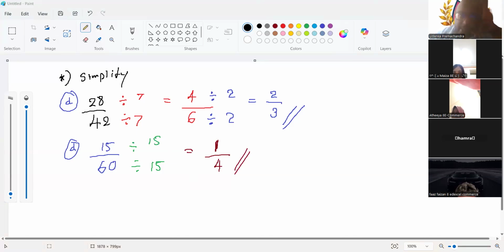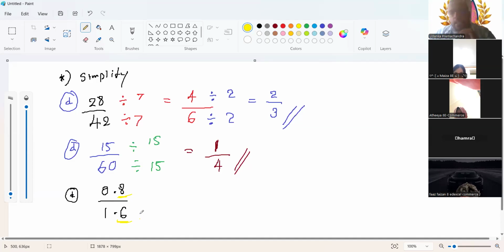So next thing, sometimes decimal values are given. What happens here? If decimal values are given, what can you write? First of all, here we have one decimal place, and here also one decimal place. Is that clear? After the decimal point, how many numbers are there? One. So if they have one number after the decimal, what do you do?